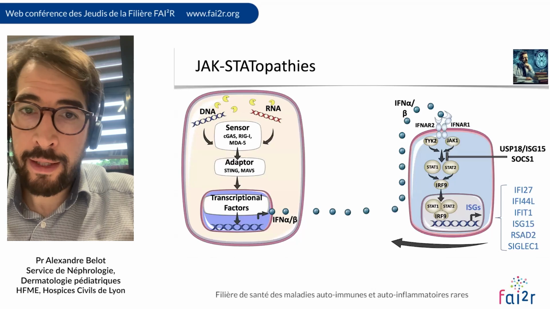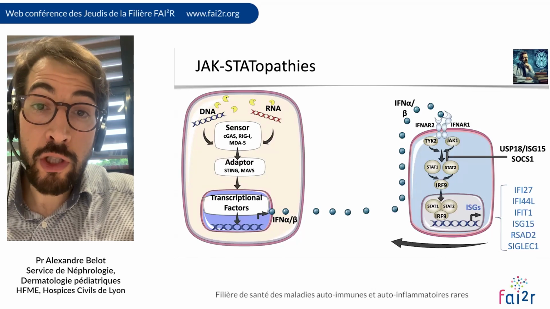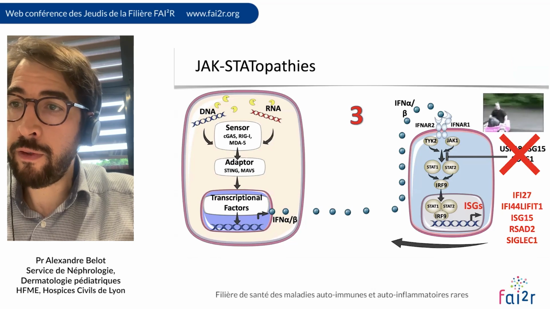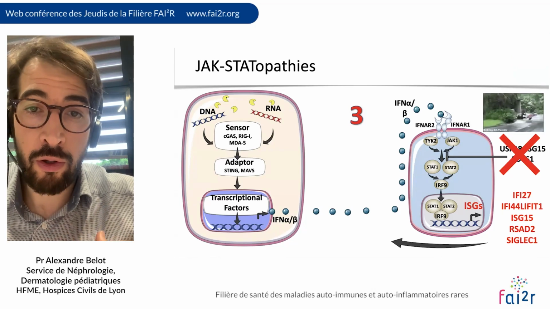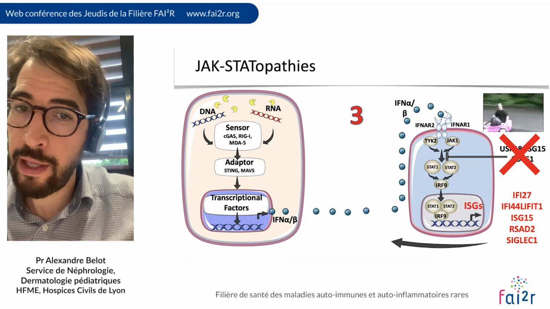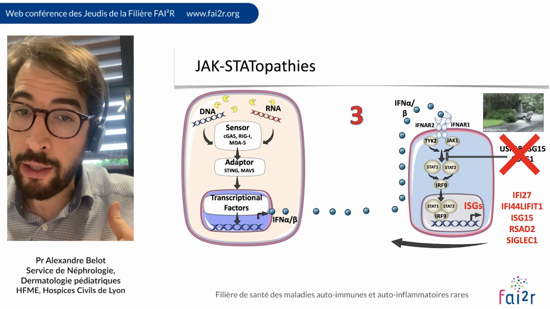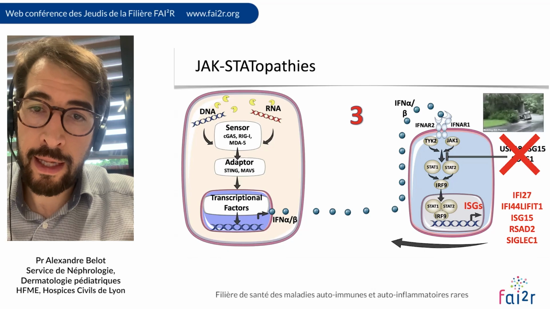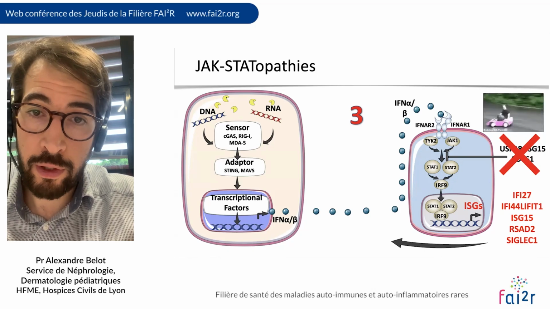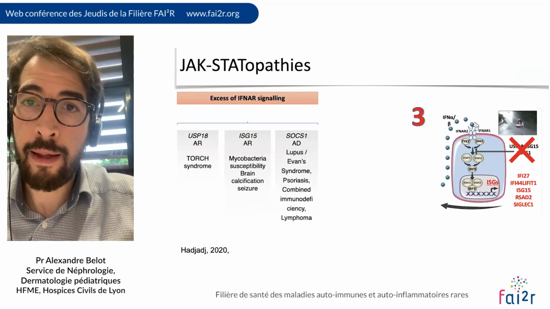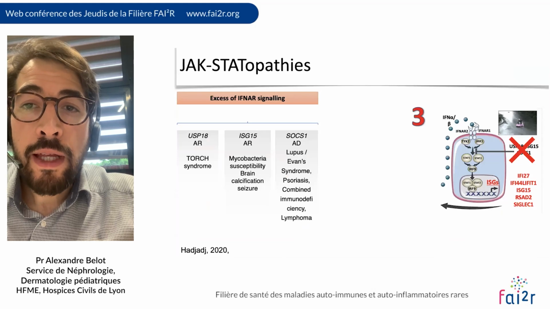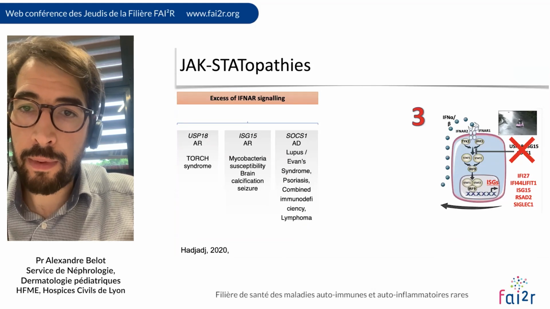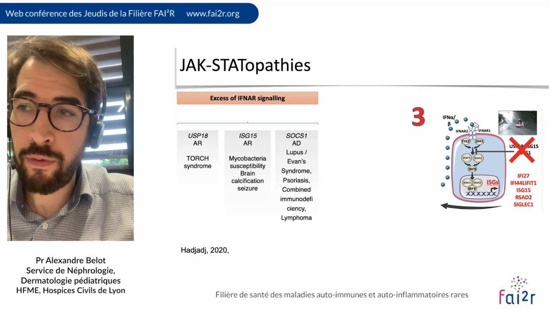Last but not least, there are also some anomalies in the JAK-STAT signaling, and here I present the SOCS1 haploinsufficiency. We have some natural inhibitors of the JAK-STAT signaling, and if there is a defect here, there is an increase of the interferon stimulated genes that can be detrimental for tissue and for the immune system. So here are presented the known genes involved in this and can be associated to interferonopathies.